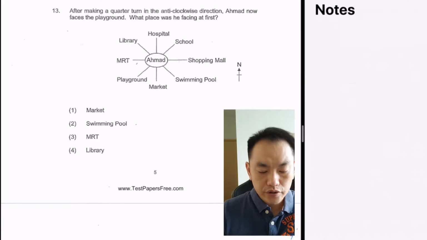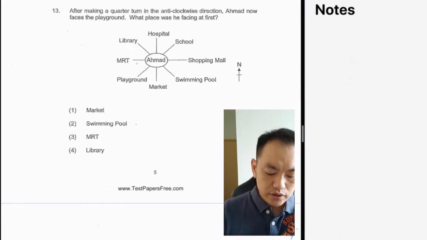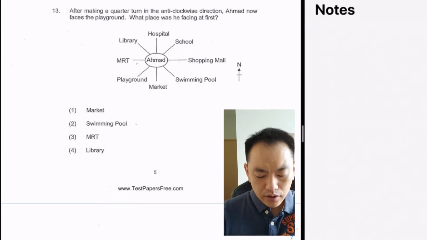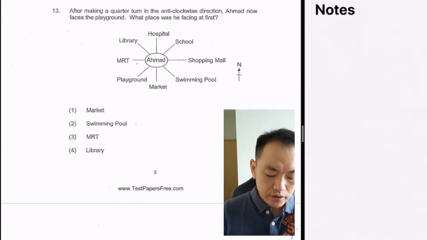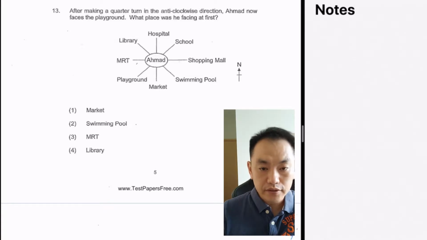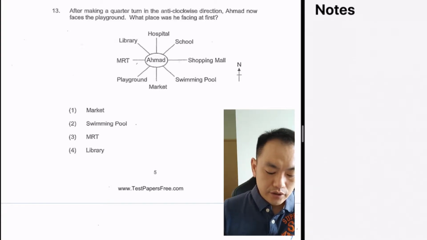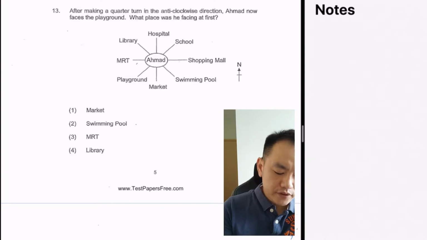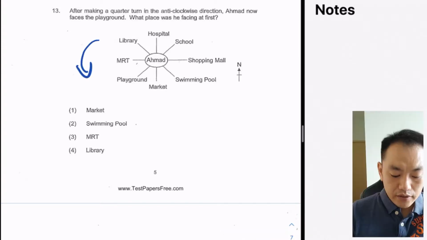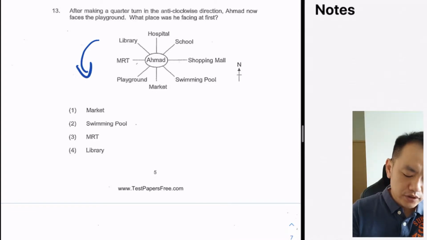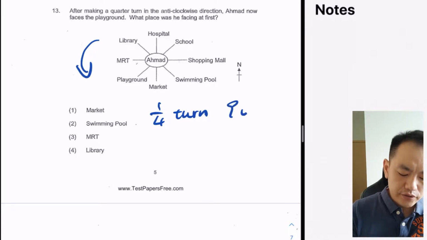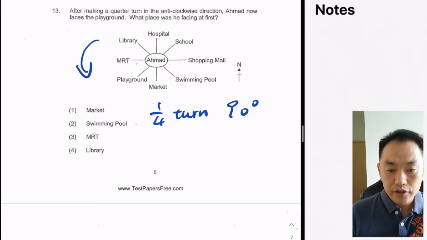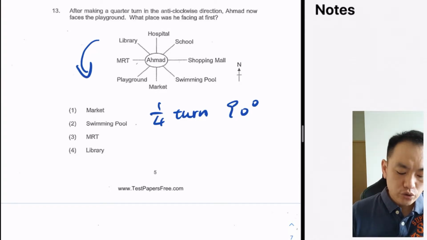Let's move on to question 13. After making a quarter turn in the anti-clockwise direction, Ahmed now faces the playground. What was he facing at first? Okay, so he makes an anti-clockwise turn, which is like this. And after a quarter turn, what is a quarter turn? A quarter turn is 90 degrees, okay? Because a half turn is 180 degrees, and a full turn is 360 degrees. So a quarter turn equals 90 degrees.